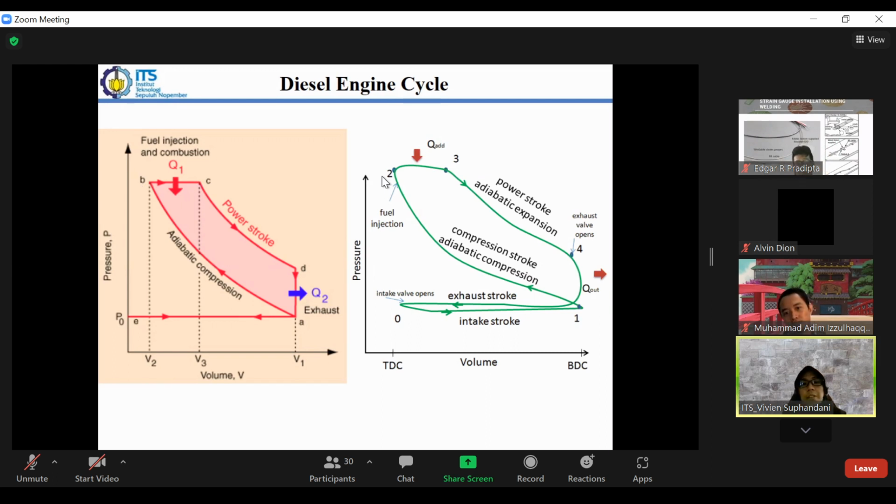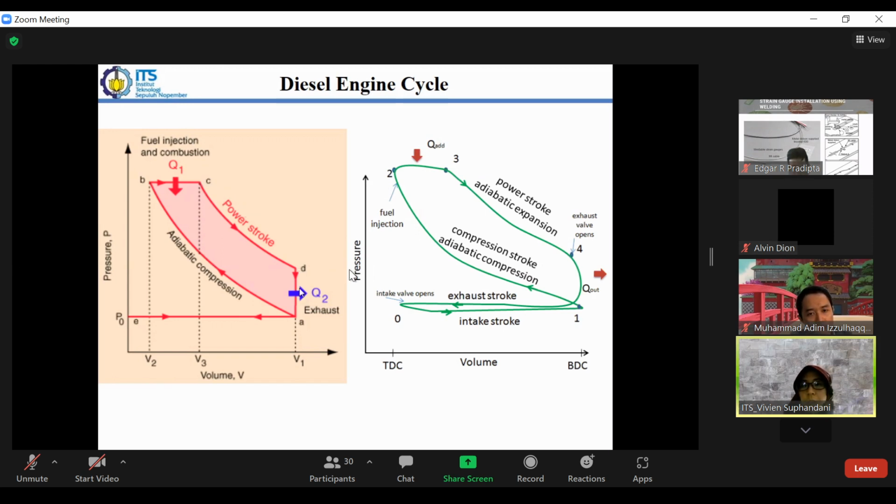If we have the ideal cycle here, we have isentropic compression and isentropic power stroke, or isentropic expansion. And we have here the exhaust, and the burning process, or heat addition, at isobaric. So isobaric heat addition and isochoric heat release.